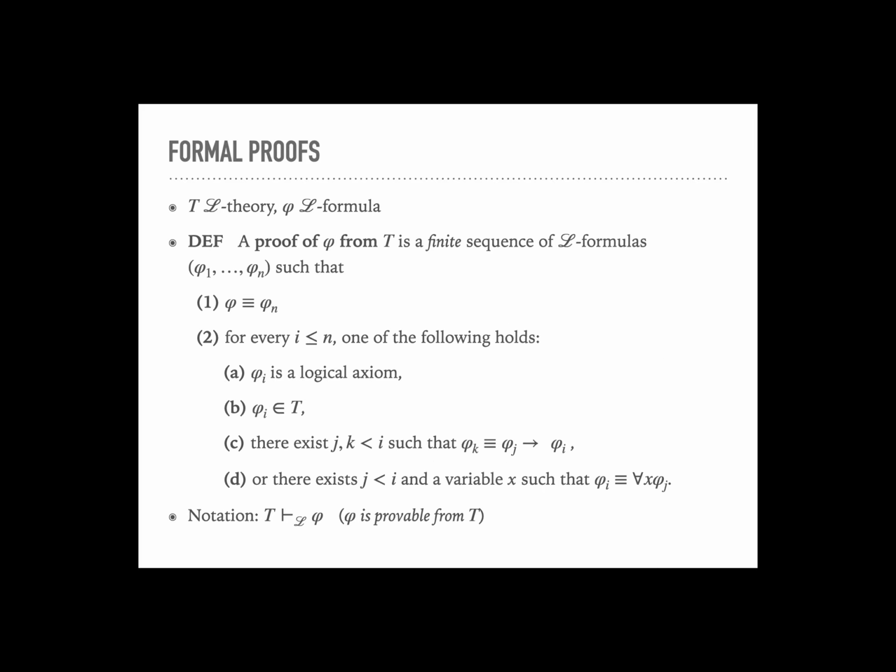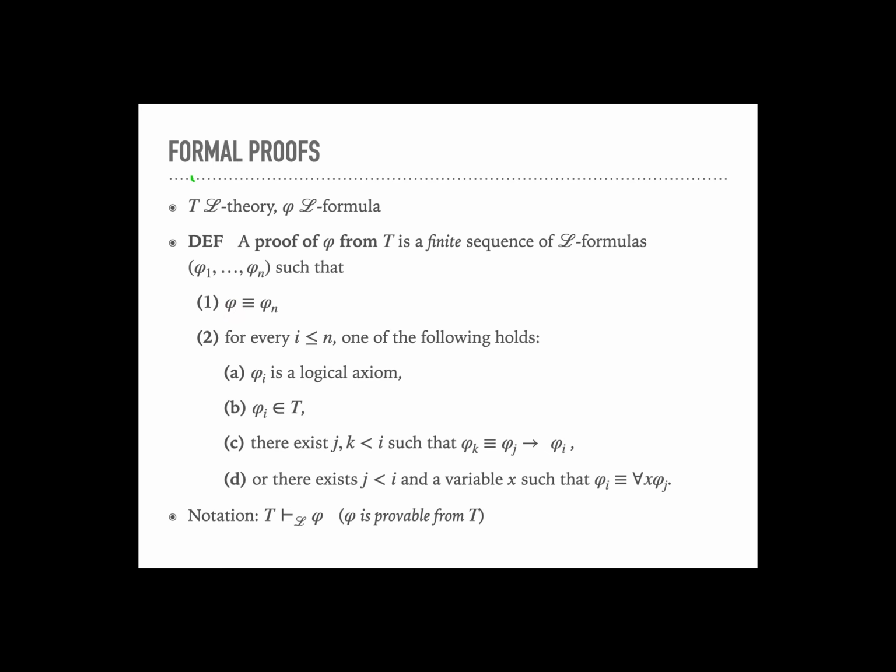And we can now rigorously define what a proof is. All right, so in the following, T will always be an L-theory and phi will be an L-formula. And a proof of phi from T is a finite sequence. So finite is important here. A finite sequence of L-formulas phi_1 up to phi_n, such that, first of all, the final formula in our proof sequence is the formula we're trying to prove. So phi_n is equal to phi.